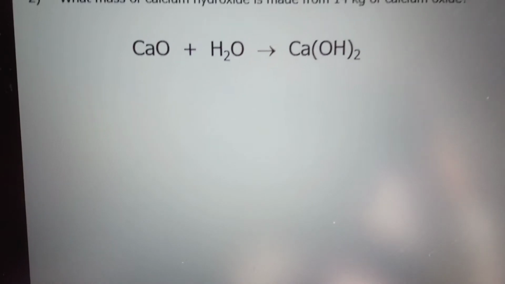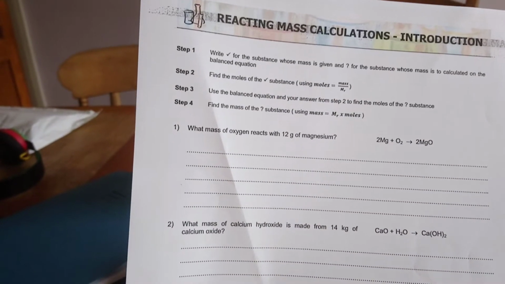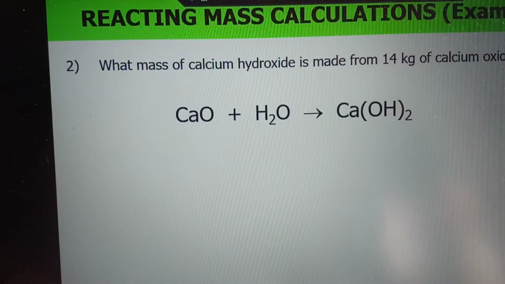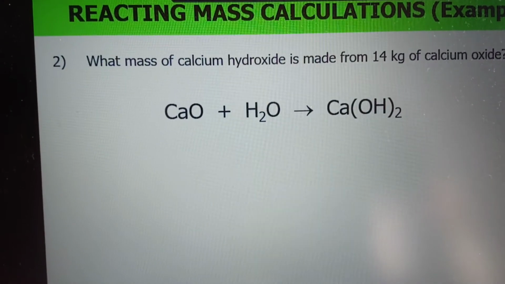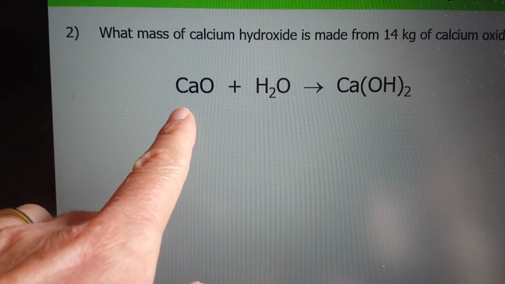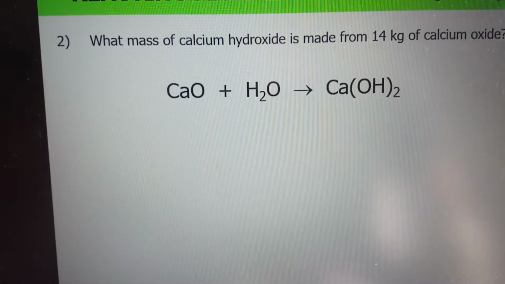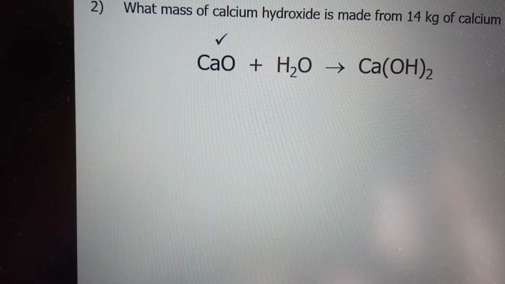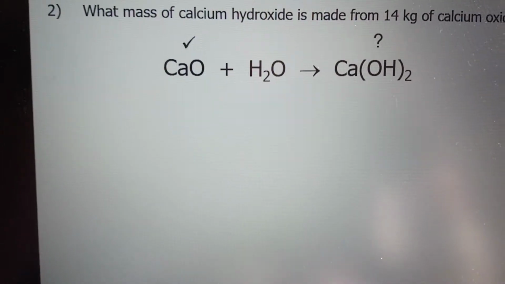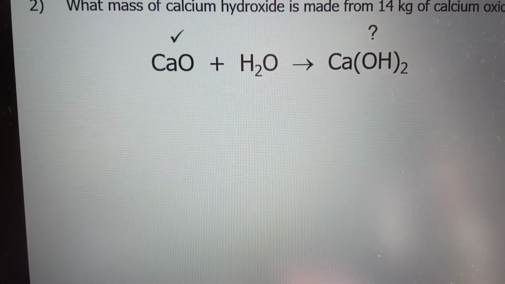Okay, the next demonstration is question 2 on our reacting mass calculation sheet introduction. What mass of calcium hydroxide is made from 14 kilograms of calcium oxide? So there's our balanced equation. Calcium oxide plus water gives us calcium hydroxide. We know the mass of calcium oxide. We want to find out how much calcium hydroxide is made.